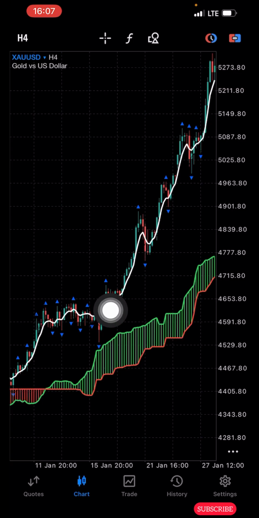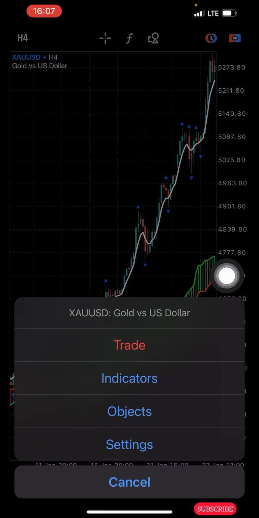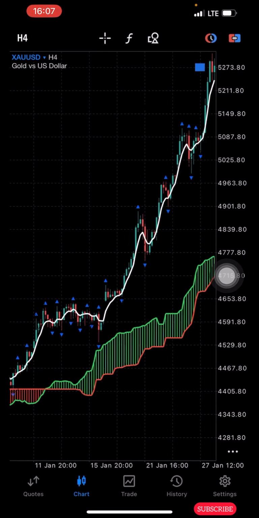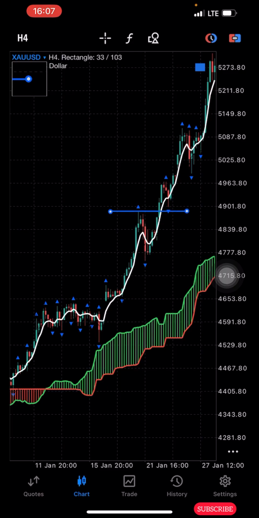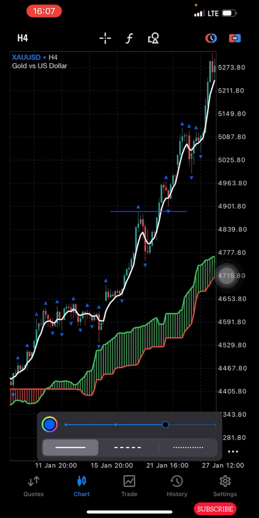So let's use this area now. You can see price made a move towards the upside, and then it came back for retest. Now what you do is that you mark this area, then you wait for the retest. When it goes back for retest, you want to catch the move back towards the upside.